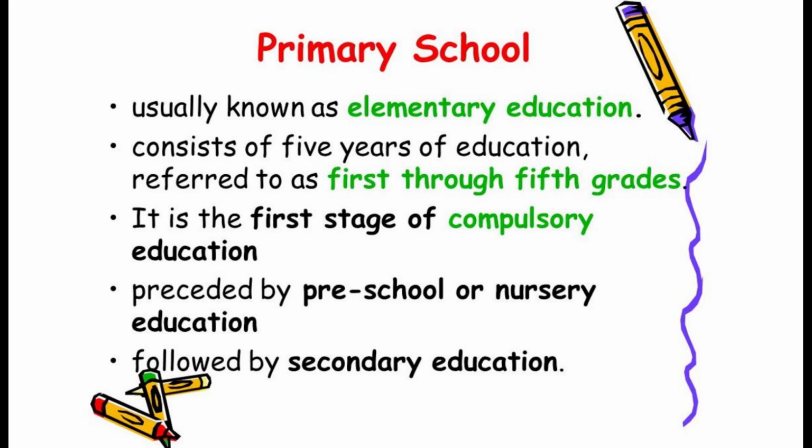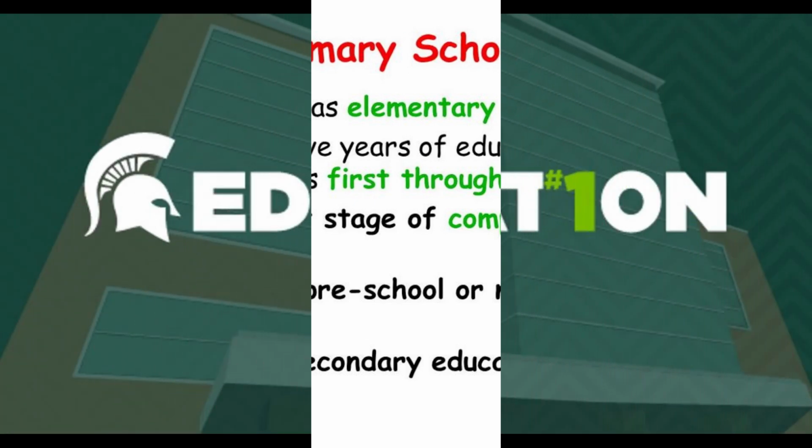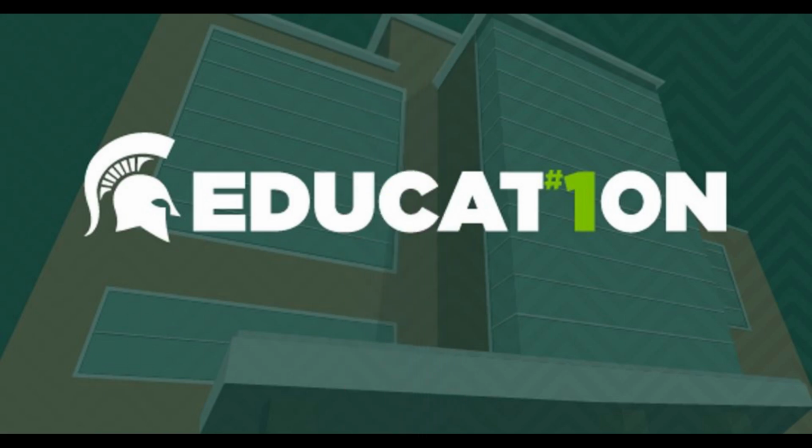Middle school, also called junior high school. Students attending middle school are around age 11 to 13. It starts with grade 6 and ends with grade 8. Middle school students usually switch from classroom to classroom. They may have different teachers in one school day.